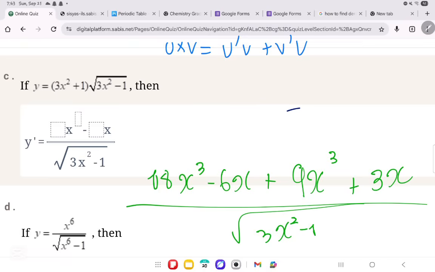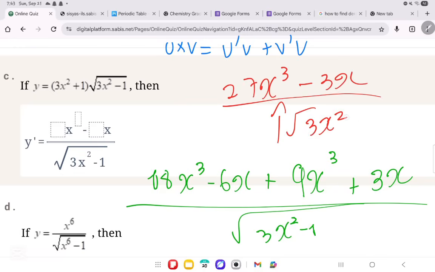And now finally, after simplification, what will you get? You will get 27x to the power of 3 minus 3x over what? Over radical 3x squared minus 1. So you see what a long process it is? But in the end, we got the answer, which is what?